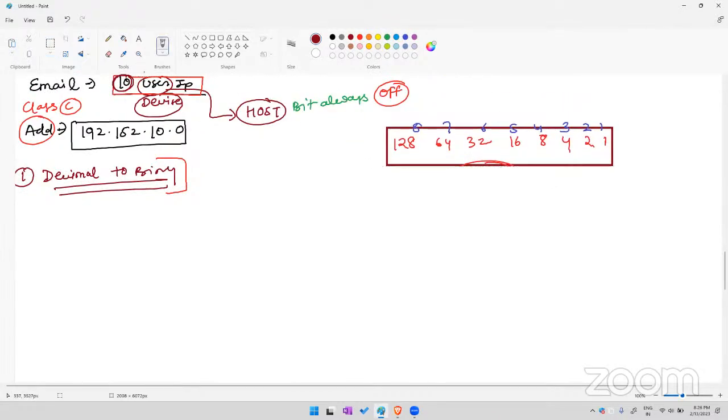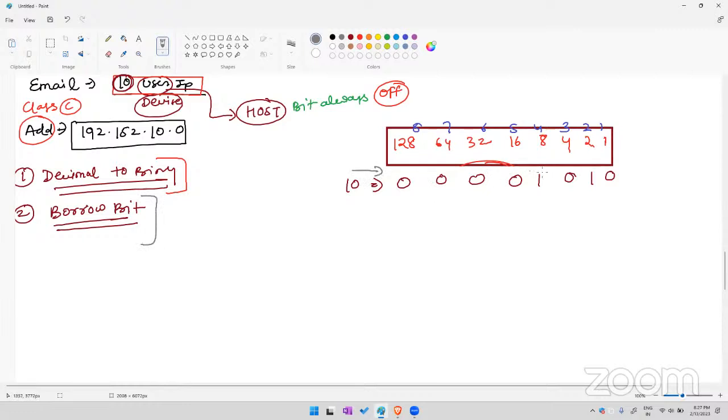Now convert 10 into binary: 0, 0, 0, 0, 1, 0, 1, 0. That is the decimal to binary done. Now the second task is the borrow bit. How to get the borrow bit? Follow the same method: coming from this side, verify the first bit on, which is 8. 8 means position number 4. So how many bits borrowed? 4.